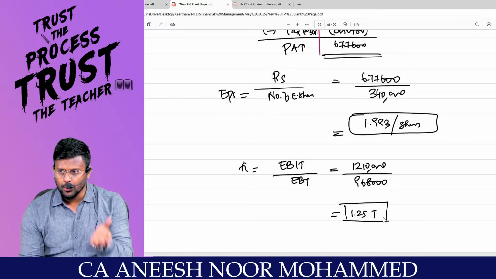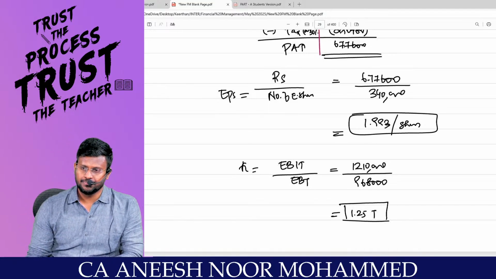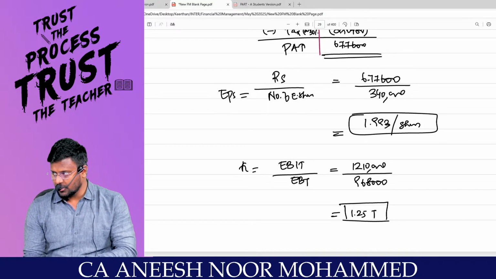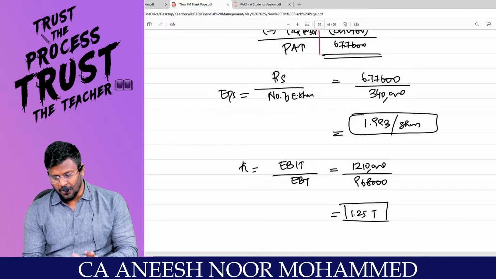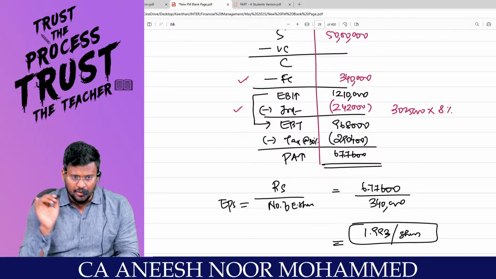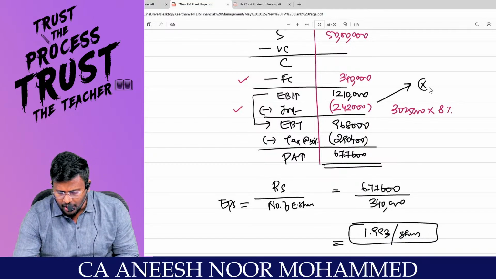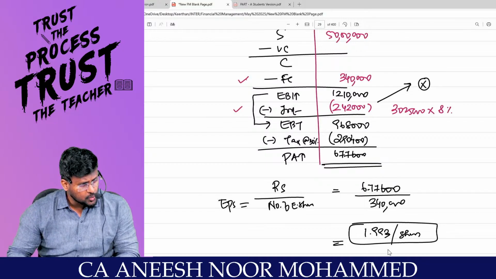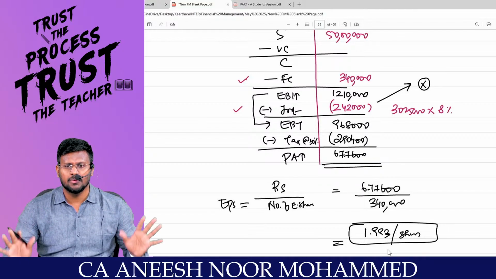Because we proceeded with 1.25 only. That means we were having an assumption that more than 2,42,000 interest is not there. We finalized that this is the maximum interest.